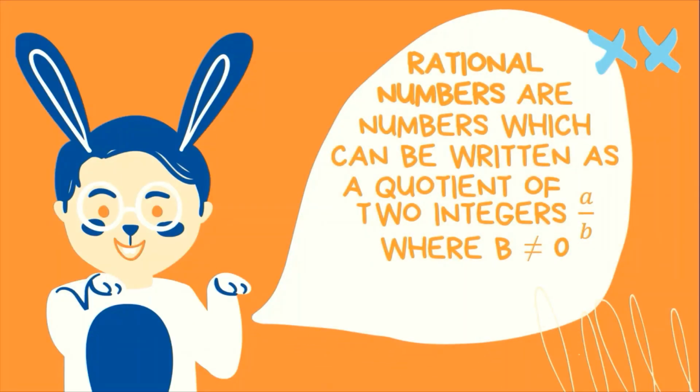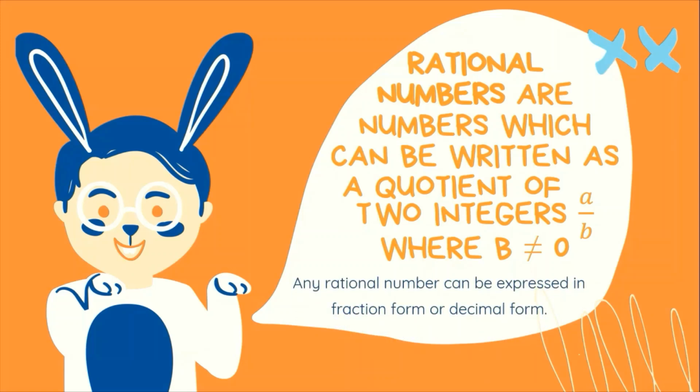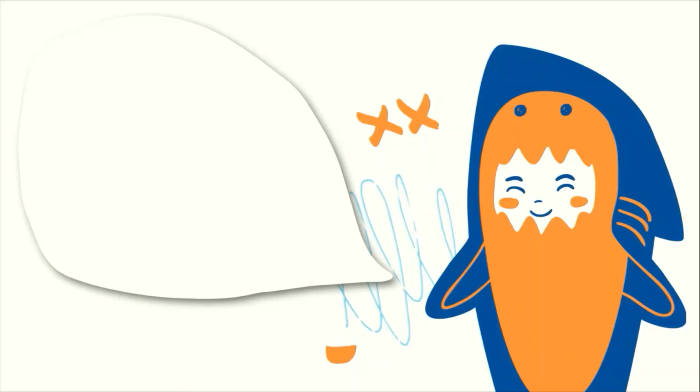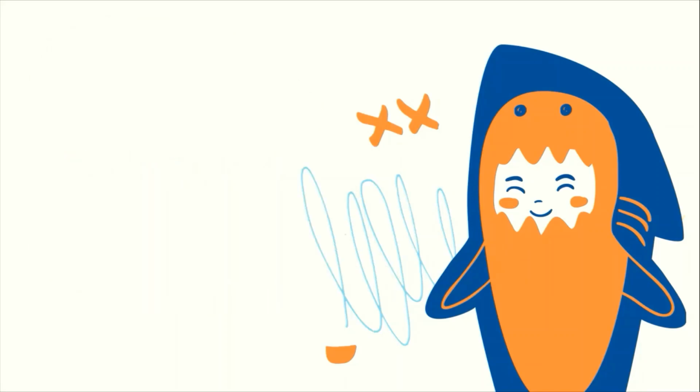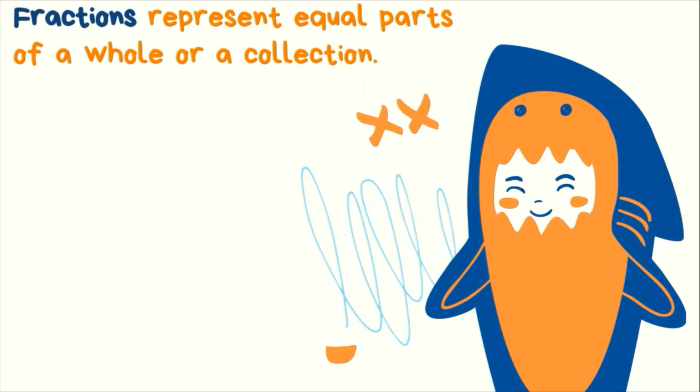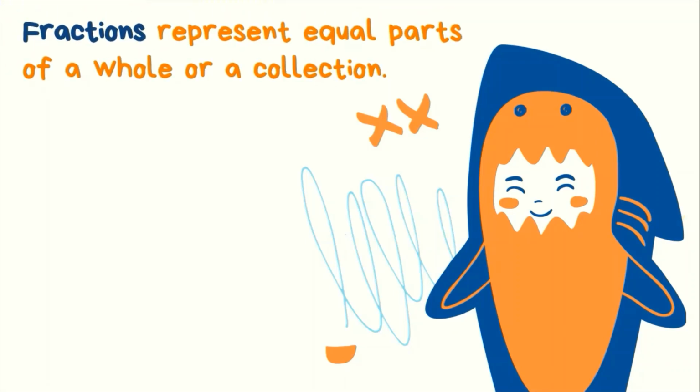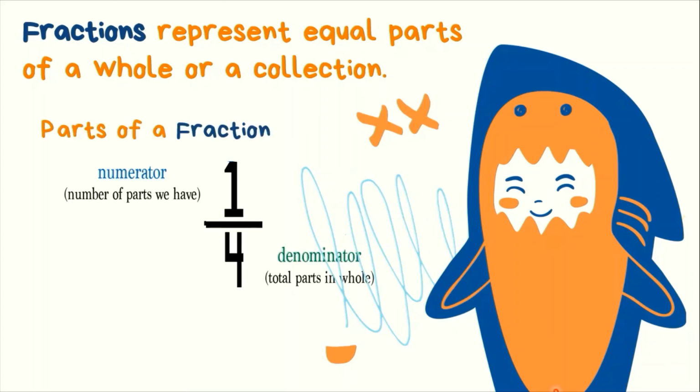Rational numbers are numbers which can be written as a quotient of two integers a over b, where b is not equal to 0. Any rational number can be expressed in fraction form or decimal form. One example of rational numbers are fractions. Fractions represent equal parts of a whole or a collection.